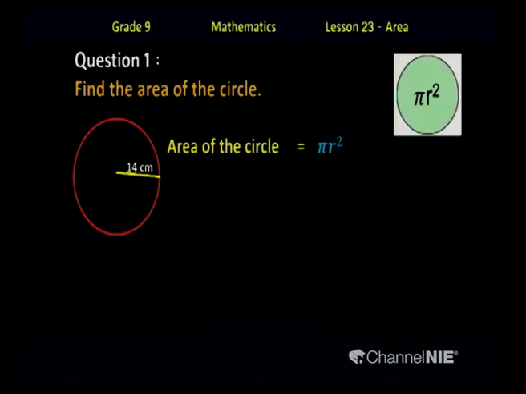Now students, let's apply this in questions. Question number 1, read it. There is a circle. Find the area of the circle. The radius is given.